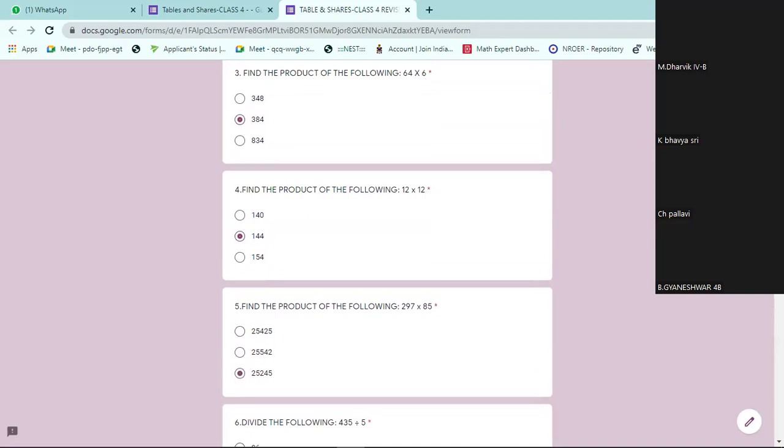The fifth question is a little lengthy multiplication because you are dealing with a 3-digit number. First multiply with 5, then multiply with 8. 25,245 is the answer.